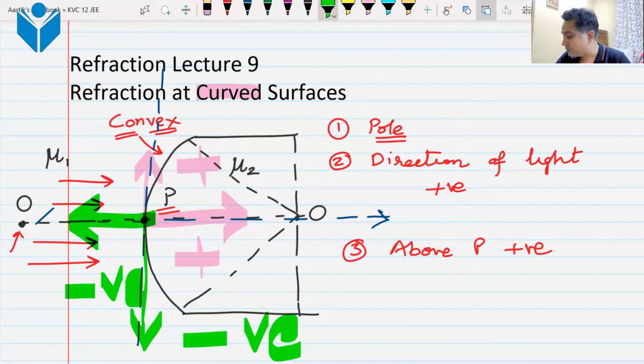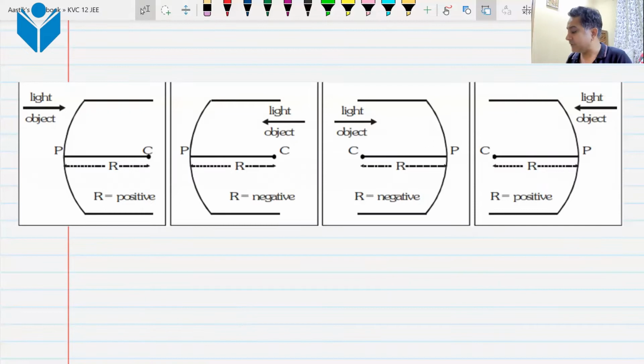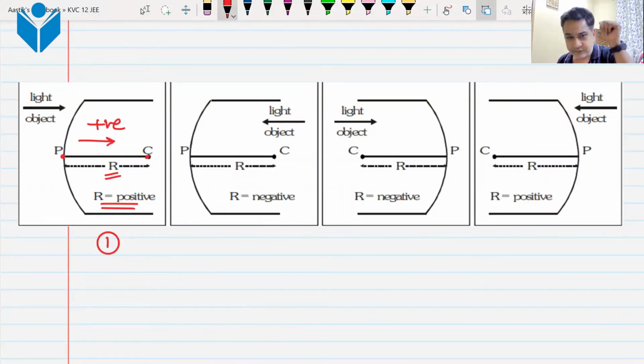Okay, I will try to show you a snapshot as well of different cases that we might encounter, and please don't get confused when you have these cases, because they are nothing new. Here are the different cases. This is case number 1. Light is coming from the left hand side. This is the pole, this is the center of curvature, and this is the radius of curvature. Do we understand this? In this case, this side is positive, and therefore your radius of curvature is positive. Do we understand this?